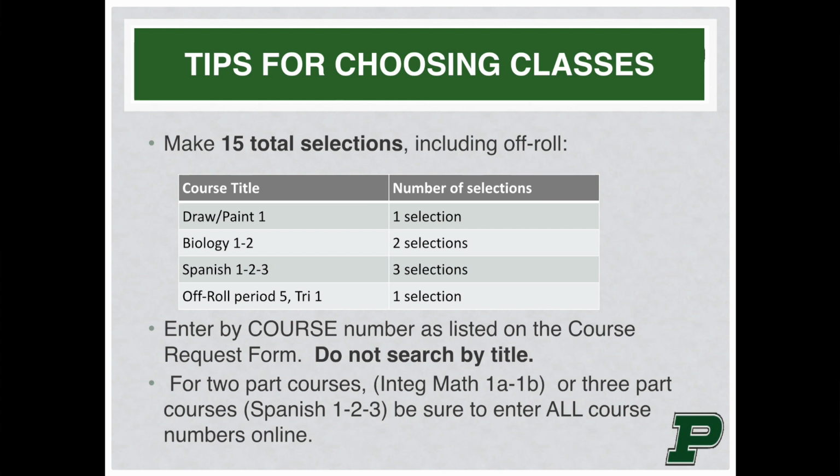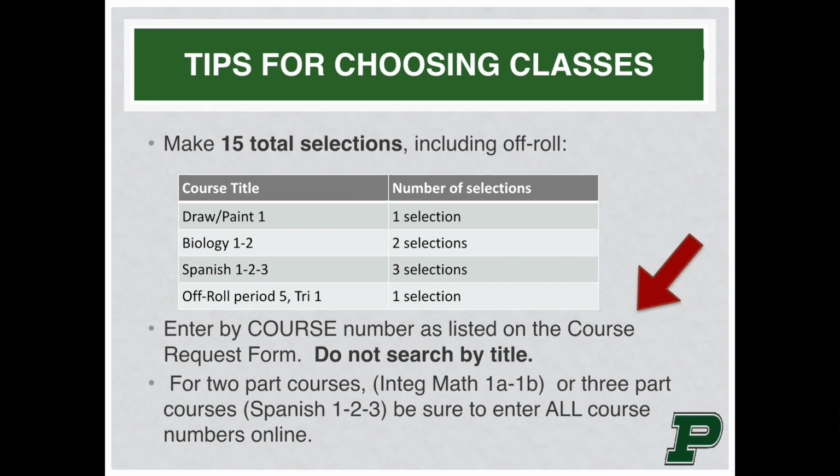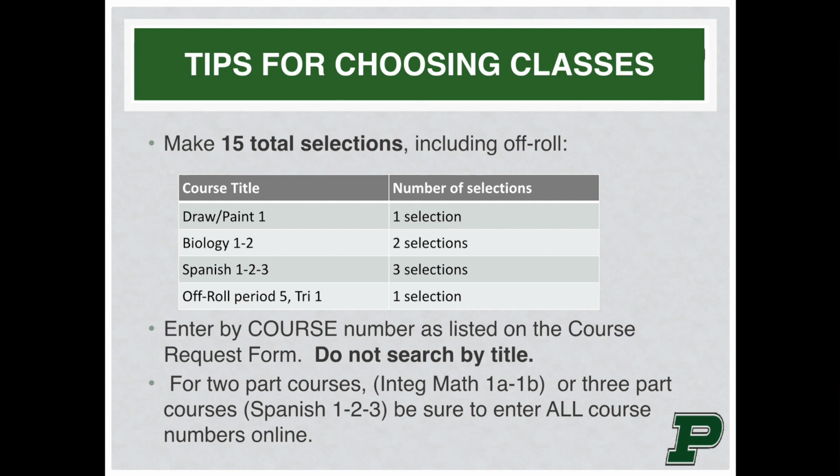Remember, after you fill out your form, you must enter your selections within the online portal. Remember, you must use the course numbers on the course request form and do not search by course title. If you do not use the course numbers on the CRF, it may cause an error in your selections. Please note when you are choosing a 2-part course like Integrated Math 1A and 1B, there are 2 course numbers. When you are choosing a 3-part course, there will be 3 course numbers to input.